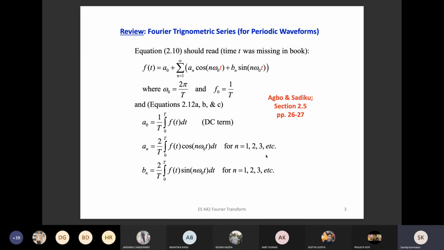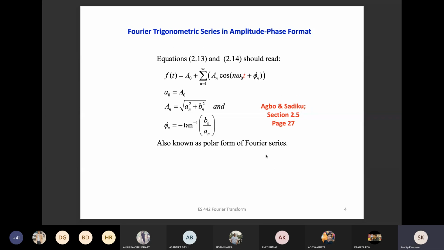So the idea of the Fourier transform is to represent a function as a sum of sinusoidal or cosine signals. Now f(t) is equal to a0 plus the sum from n equal to 1 to infinity of An cos(n omega0 t plus phi n), where A0 equals a0, An equals root of an squared plus bn squared, and phi n equals minus tan inverse of bn by an. This is known as the polar form of the Fourier series.